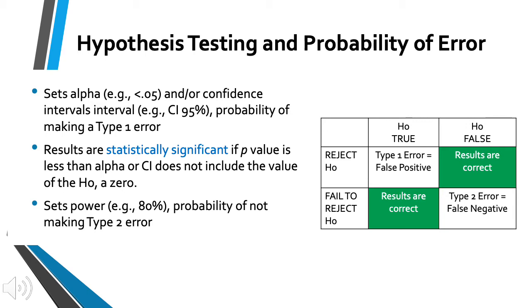High power is good. During planning, power is calculated and also takes into account the effect size. This refers to the estimated size of the difference between the groups, or the change in the dependent variable. The larger the effect size, the higher the power. A power of 80% means the author has an 80% chance of not making a type 2 error.